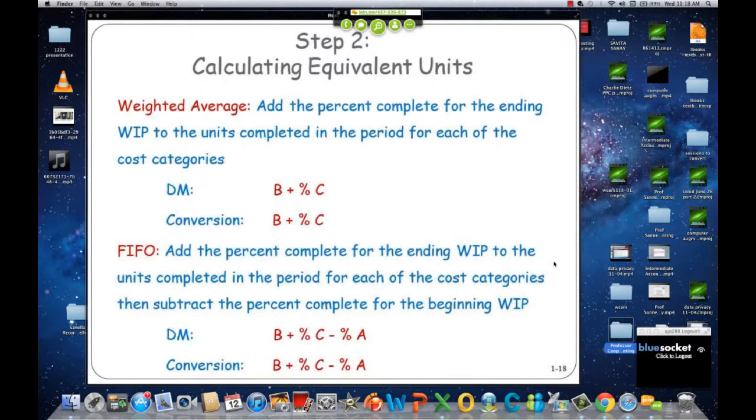And so, calculating equivalent units. We'll do weighted average here using, we'll do FIFO there.